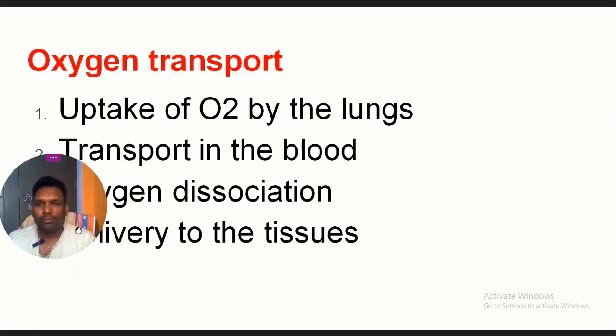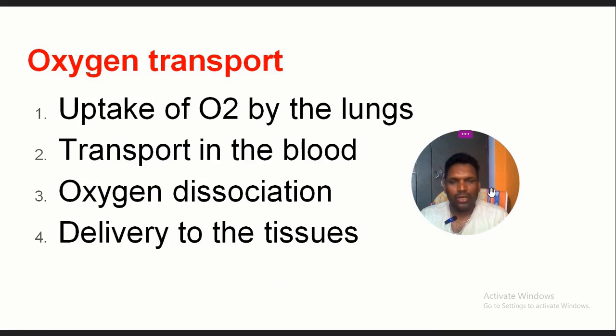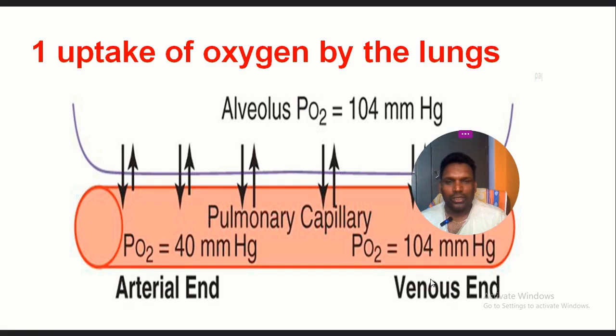So oxygen transport occurs mainly under 4 headings. Number 1 is uptake of oxygen by the lungs. Number 2 is transport in the blood. The third one is the oxygen dissociation curve. And the fourth one is delivery to the tissues. With these 4 headings, I conclude my lecture. These are very, very important headings under the transport of oxygen.